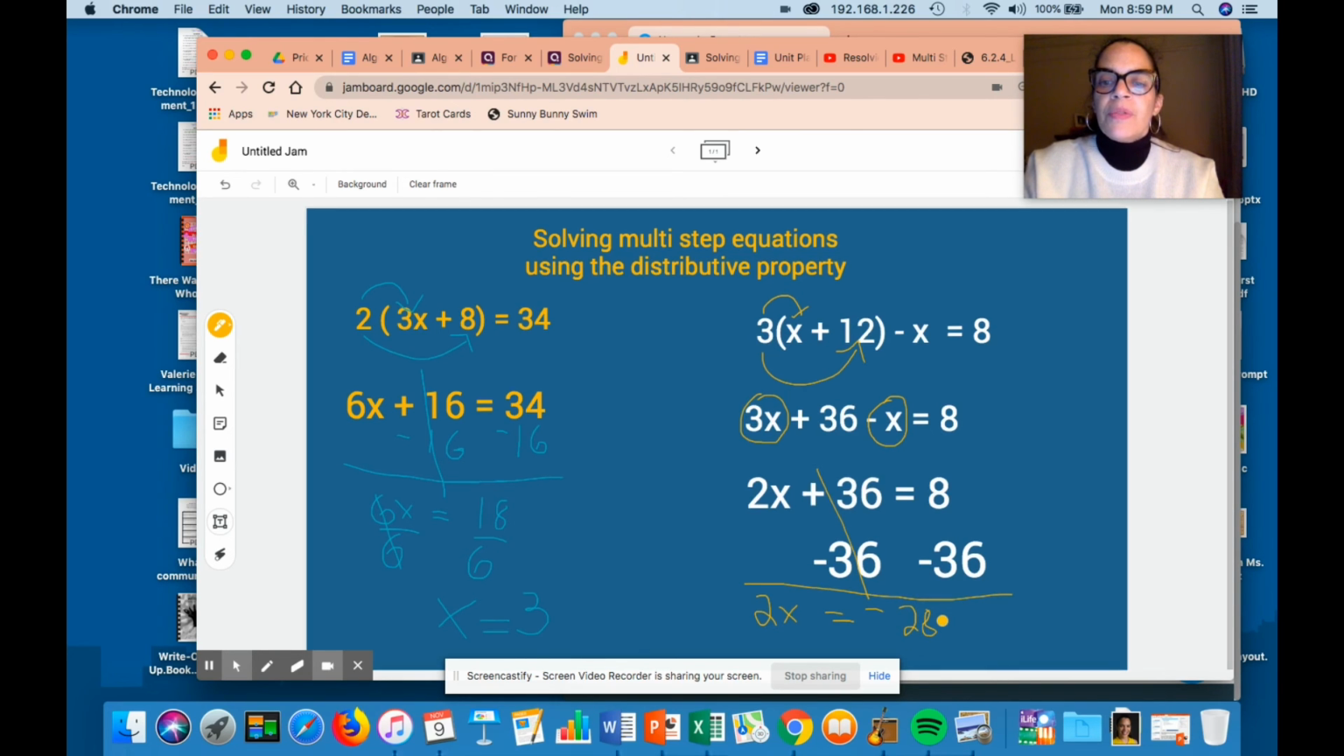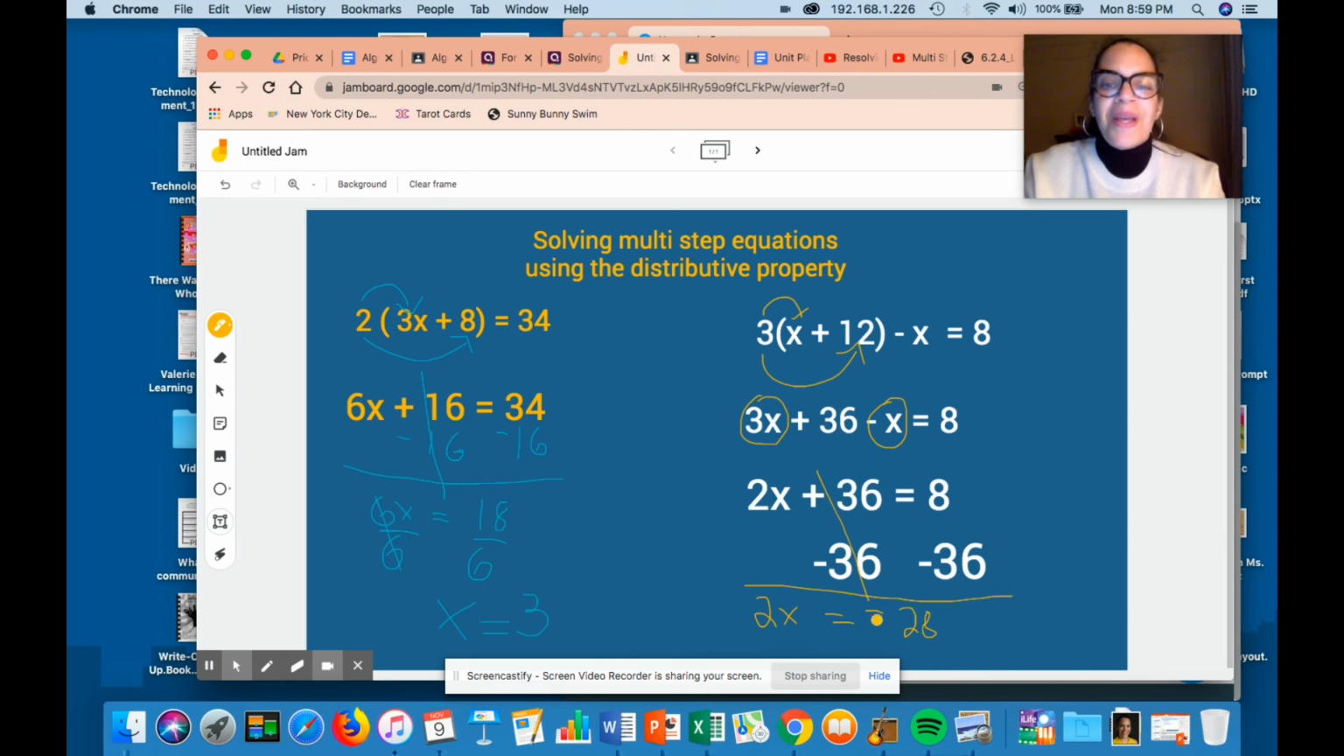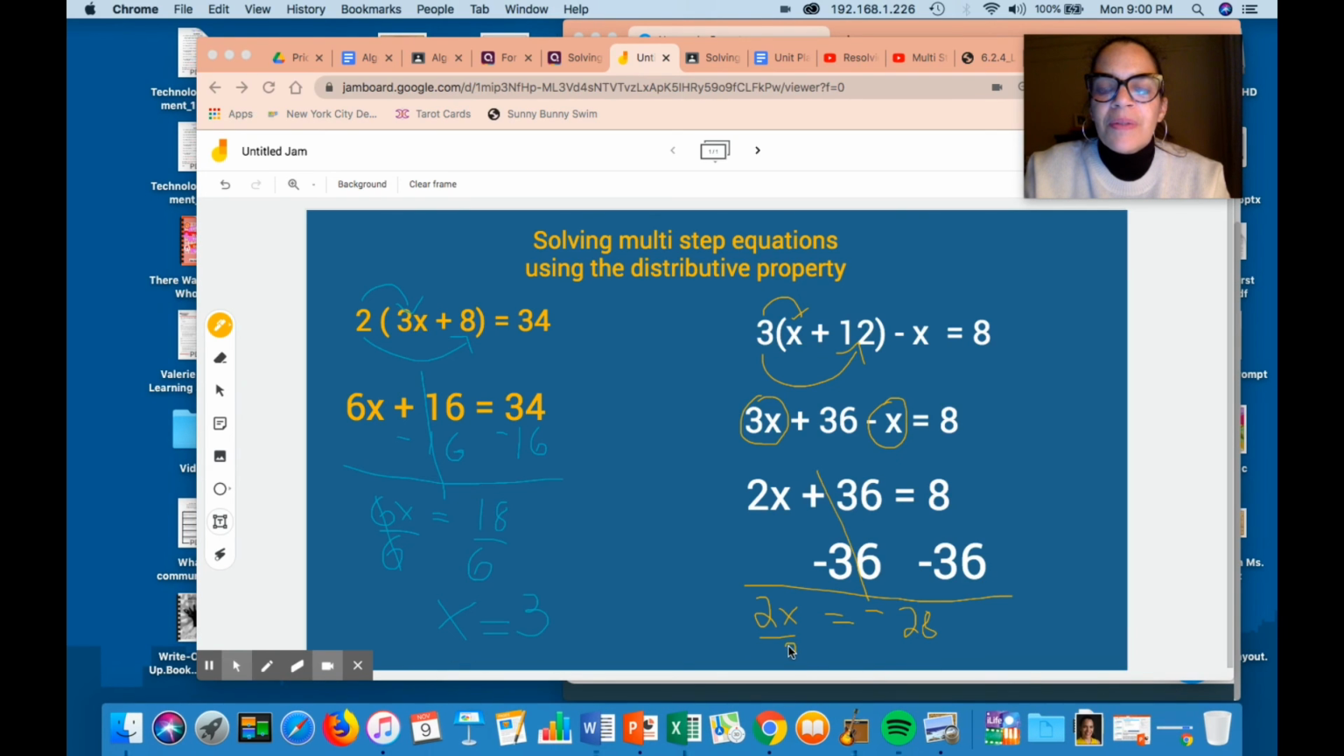We're almost there, but I'm going to run out of space here. We still want to look at my x there. We want to get that x by itself, so we're going to use the inverse. Oh, I've got more space right here. So I'm going to do the inverse.